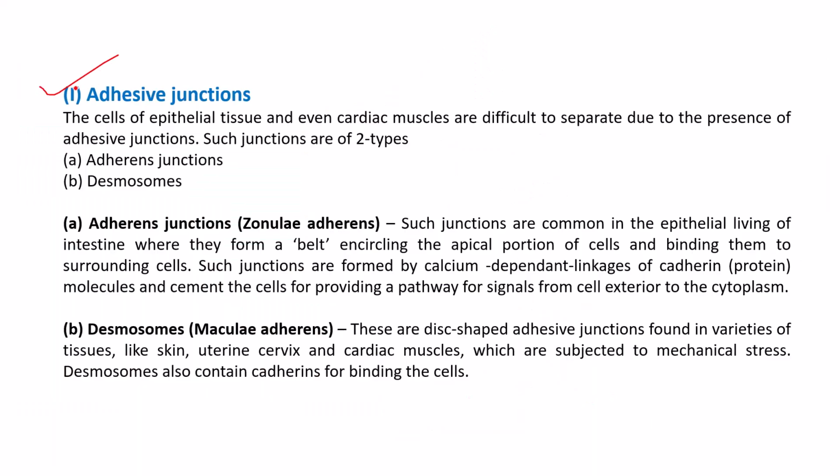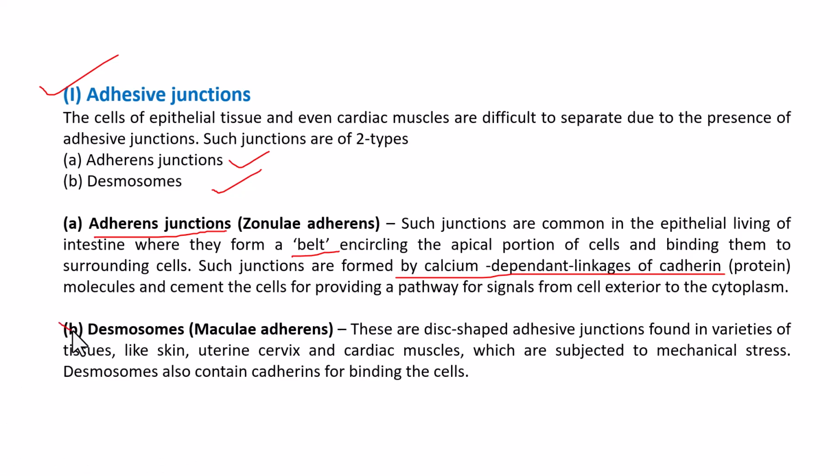So let's elaborate the adhesive junctions. There are two types of junctions which we have already seen: adherens junction and desmosomes. Adherens junction is also called zonula adherens, or belt desmosomes, and they form a belt-like structure on the epithelial cells of the intestine. They are present on the apical portion of the cell and bind the surrounding cells together. The junctions are formed by calcium-dependent linkage of cadherin protein molecules, and they cement the cell by providing a pathway for signals from the cell exterior to the cytoplasm.